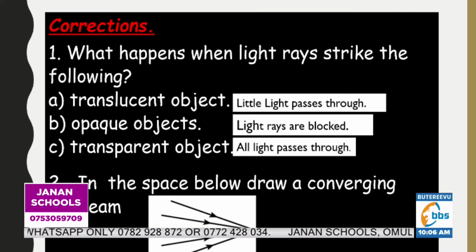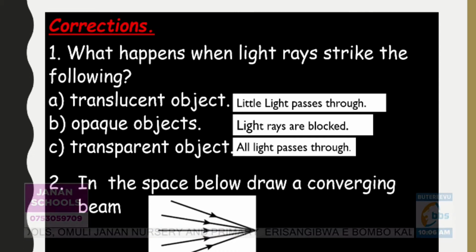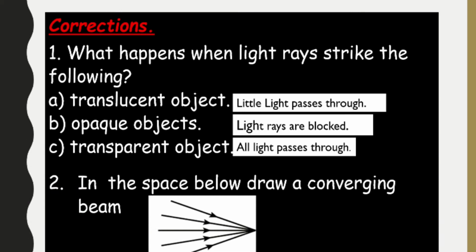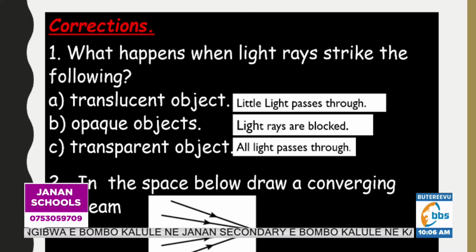When light rays strike a translucent object, we saw that little light passes through, and even the little light that passes through is scattered. That's why we are unable to see clear images through translucent objects. Then we have the opaque objects. Their light rays are blocked, completely blocked.